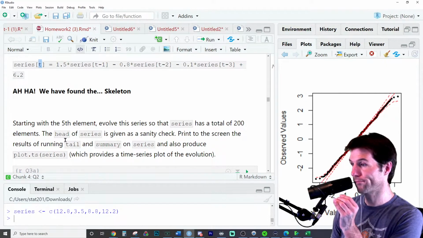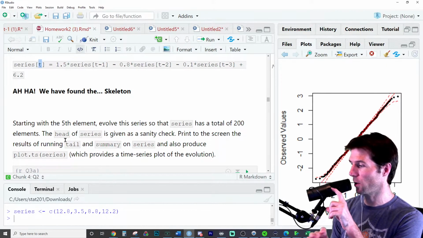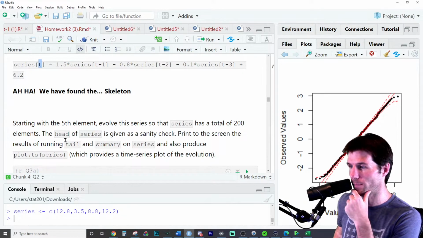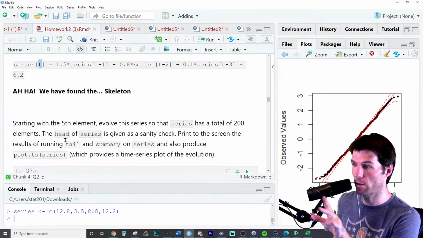So what do you think is going on right there? We're going to start at the 5th and go to the 200th. Any ideas of what we have here? What do you think we should do?